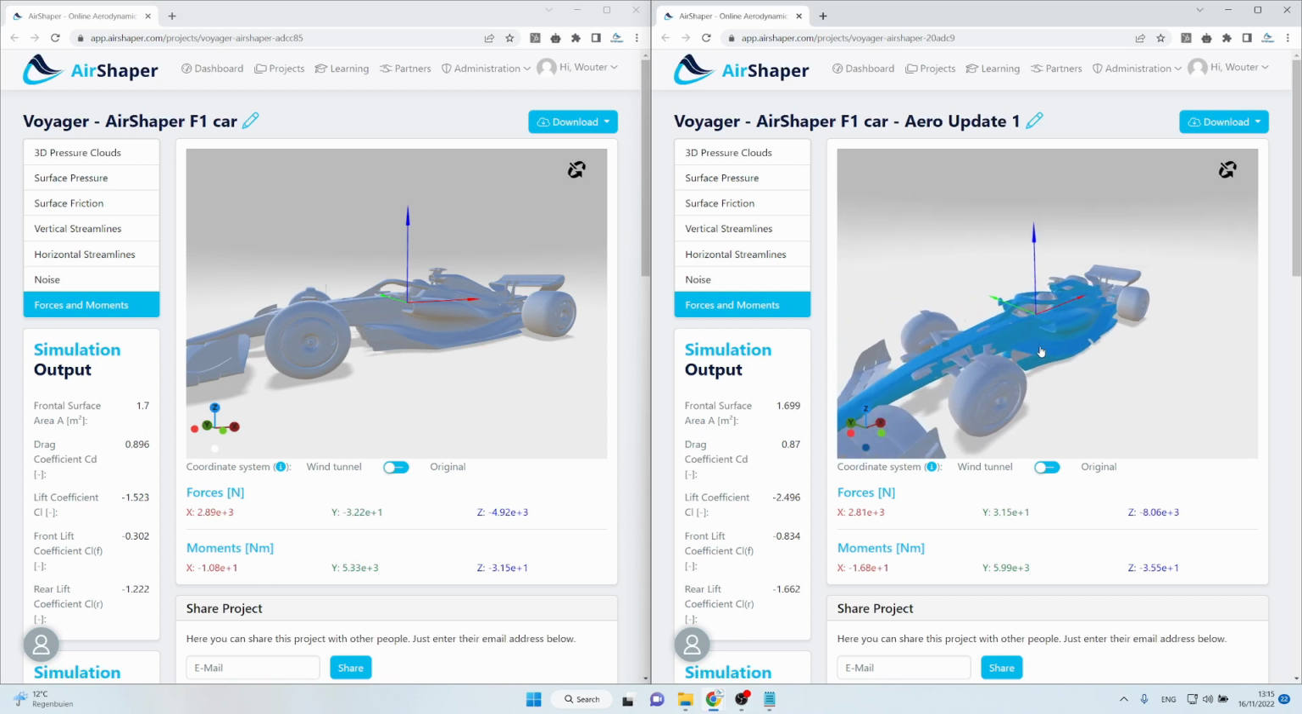Normally, you have a trade-off between downforce and drag, which is probably the case once your design has been refined. But going from a styling model to a more aerodynamic model, you can see that you can just win on all areas if you tackle it properly.